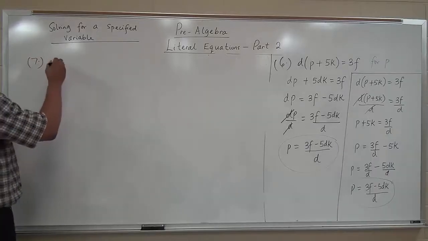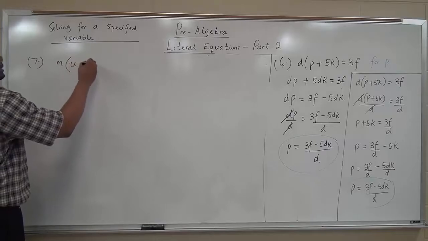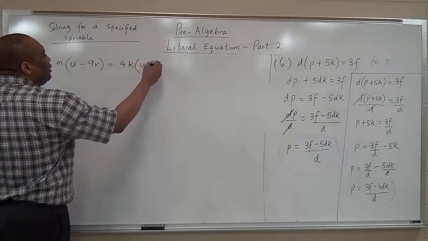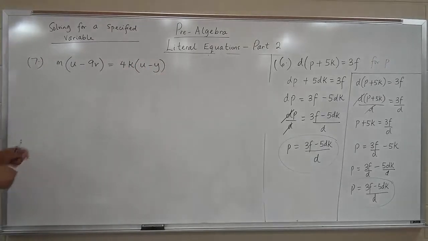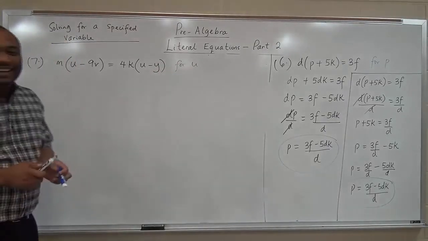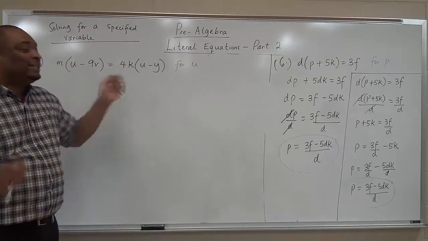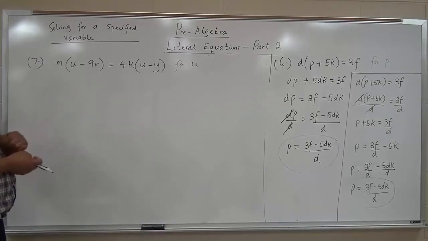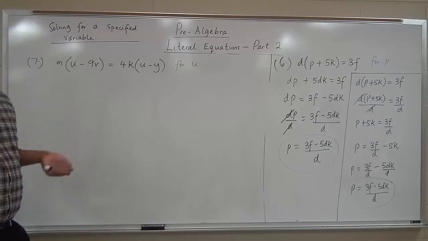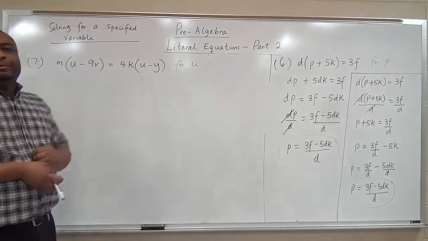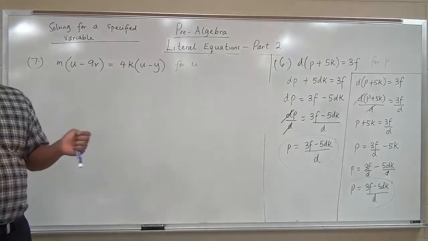Question 7. mu minus 9v equal to 4ku minus y. And we want to solve this for u. Not mu, just for u. Alright. So let's use distributive property. In this case, we just have to use distributive property. Now, there's a way we can solve this without using distributive property, but we're going to run into fractions. So let's just use distributive property.